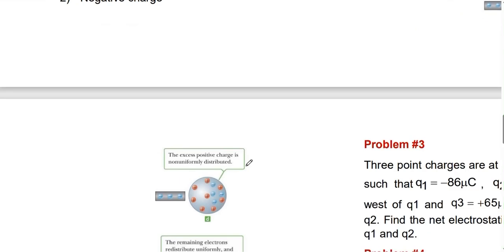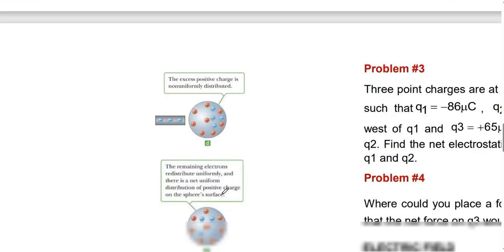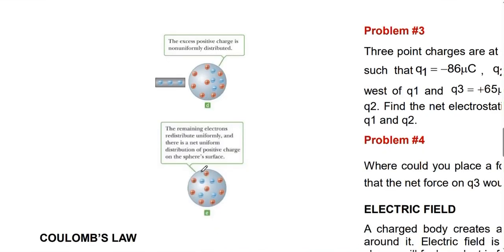When the electrons leave through the ground wire, the excess positive charge is non-uniformly distributed. And then the remaining electrons redistribute uniformly and there is a non-uniform distribution of positive charge on the sphere. Not all electrons leave to the ground, but there is an imbalance of positive and negative charge, so the positive is greater. So the sphere now is positively charged, but there is no direct contact between the charged rod and the neutral sphere. It was charged only because of the ground.